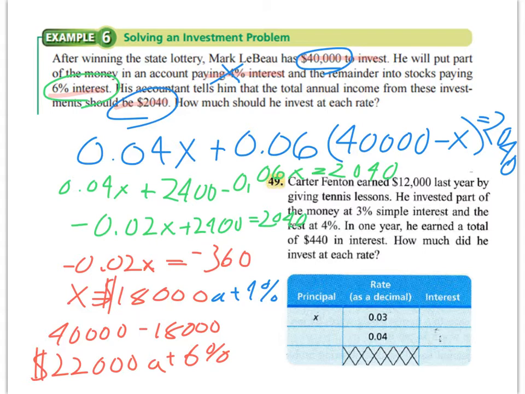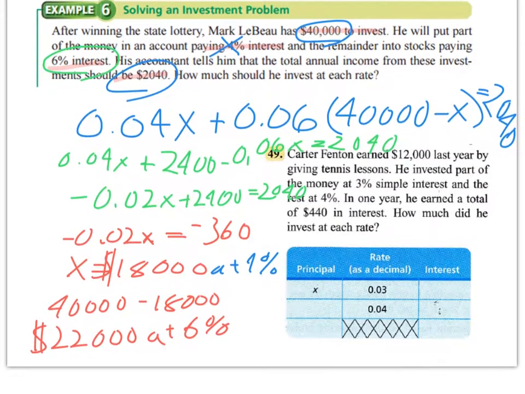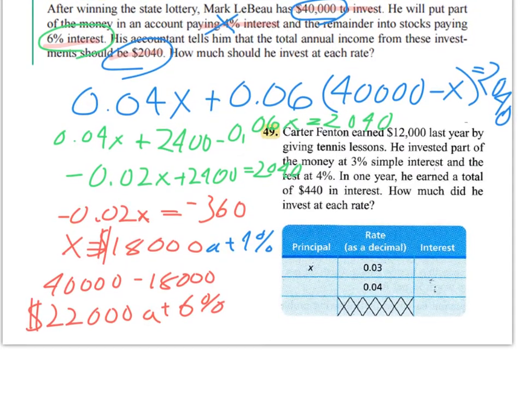Alright, so we got Carter. He's got $12,000 from giving tennis lessons. He invested part of the money at 3% simple interest and the rest at 4% interest. In 1 year, he earned a total of $440 in interest. How much did he invest at each rate? Now notice here they didn't use my trick either. They went ahead and had x be the smaller percentage. But it's fine, it works. It's just not going to be nice and neat for us. But again, the negatives, we can deal with negatives.